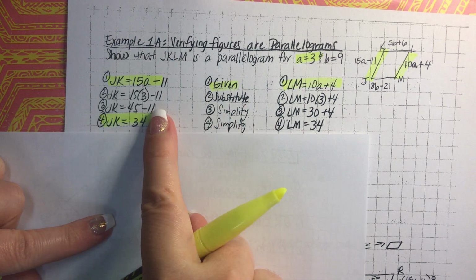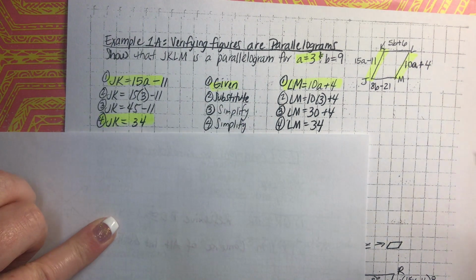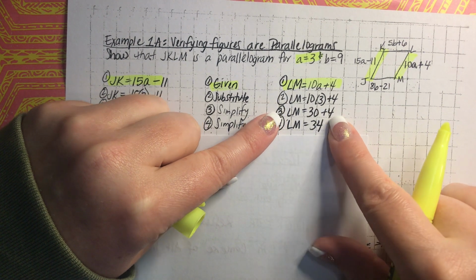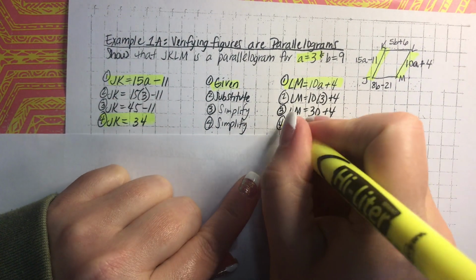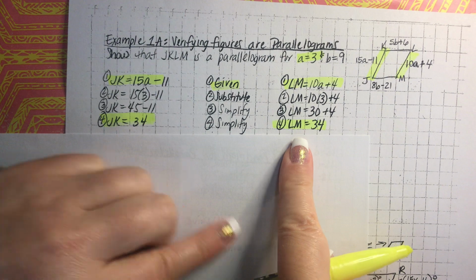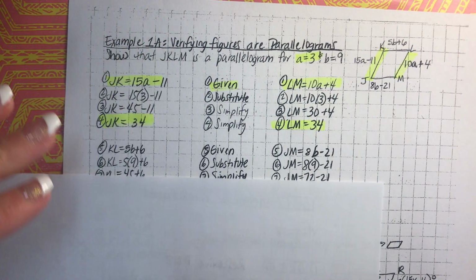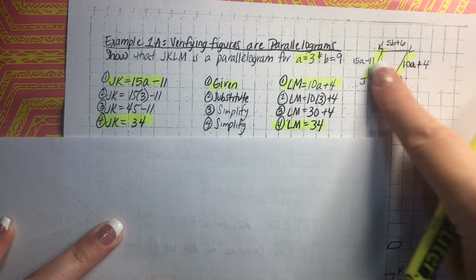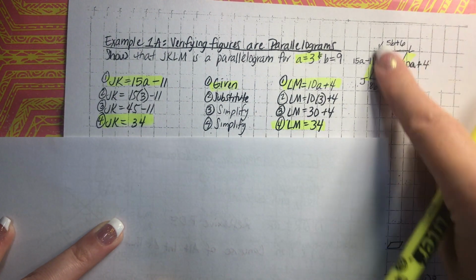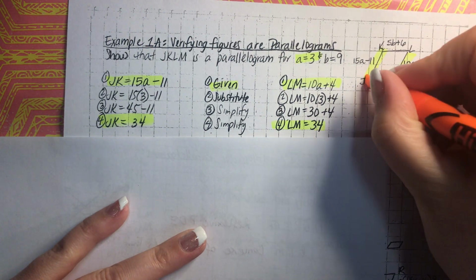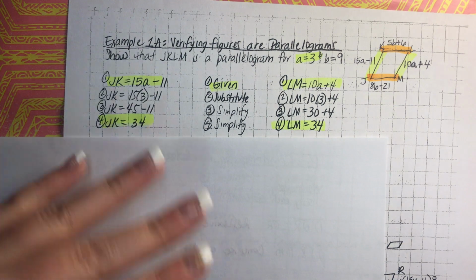It's just substitute, simplify, right? And then we substitute 3 over here for LM. 10 times 3 is 30, plus 4, 34. So boom, right there, they are equal to the same thing. So that's great, we know that these are equal. Now we're going to look at these ones here. So now we're going to look at JM and figure out what that is, and KL.